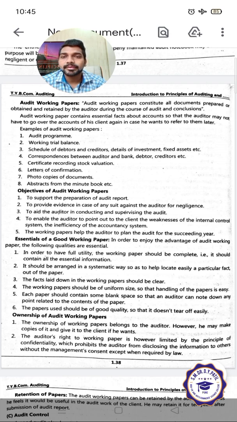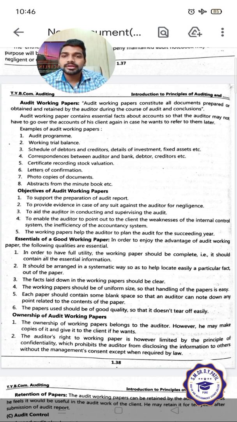Examples of audit working papers are audit program, working trial balance, schedule of debtors and creditors, details of investment, fixed assets, etc. Correspondence between auditor and bank, debtors, creditors, etc. Certificates recording stock valuation, letters of confirmation, photocopies of documents, abstracts from the minute book, etc.